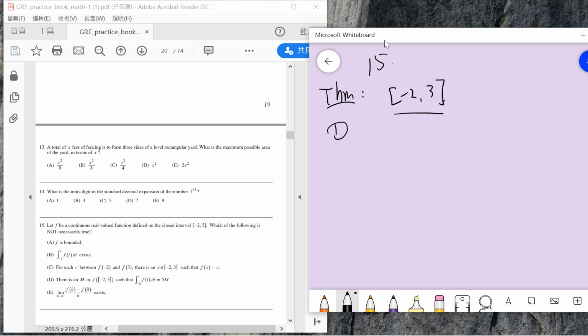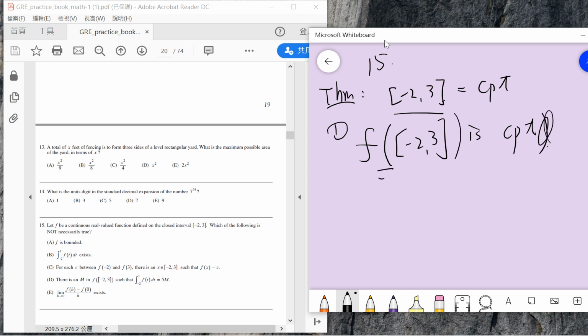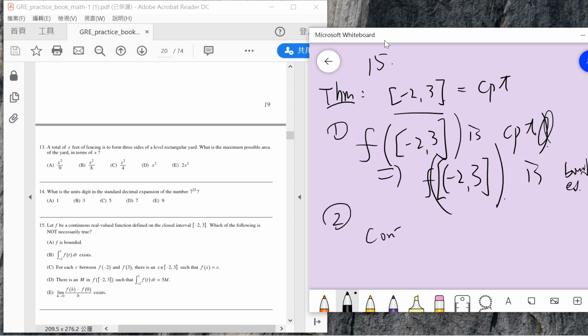So minus 2, 3 is compact. A continuous function on a compact set has compact image. So this tells you that f is bounded. Okay, so A is correct. Also, the second is that a continuous function is Riemann integrable on any closed interval. So basically, B is also correct.